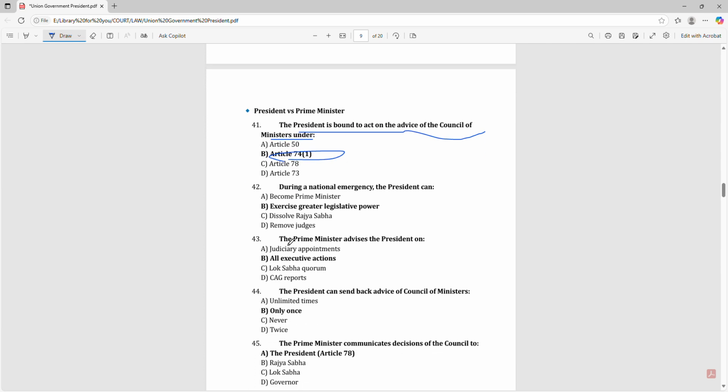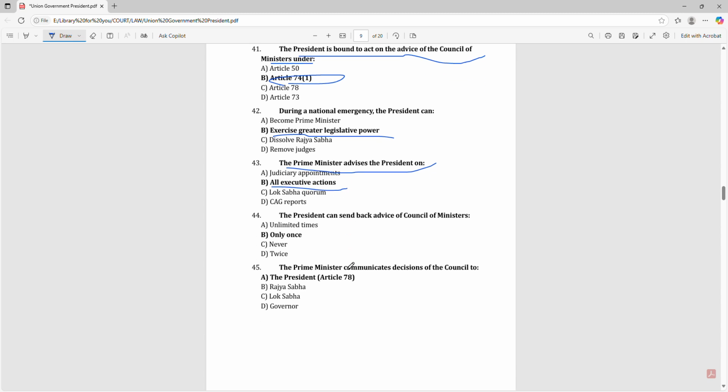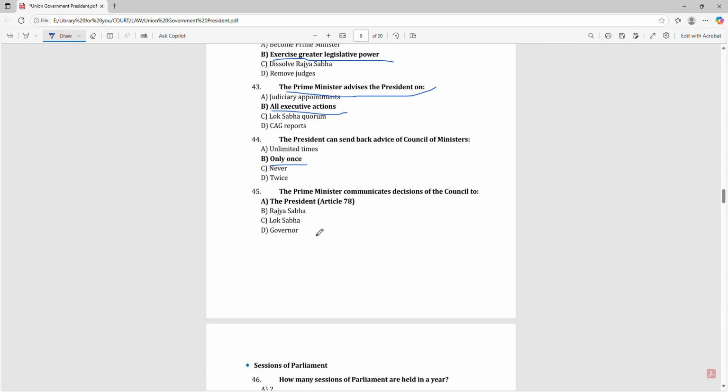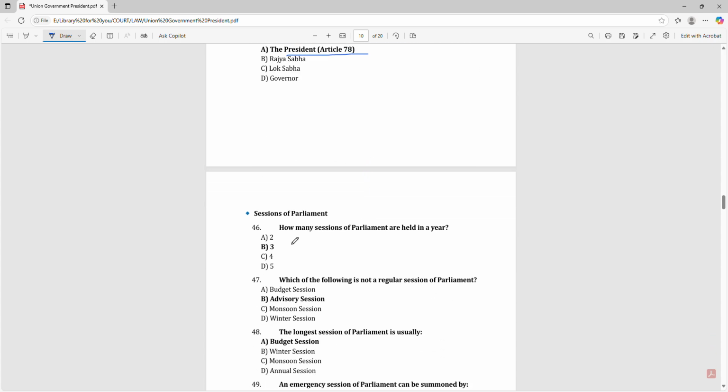During a national emergency, the President can exercise greater legislative power. The Prime Minister advises the President on all executive action. The President can send back the advice of the Council of Ministers only once. The Prime Minister communicates decisions of the Council to the President, Article 78. How many sessions of Parliament are held in a year?